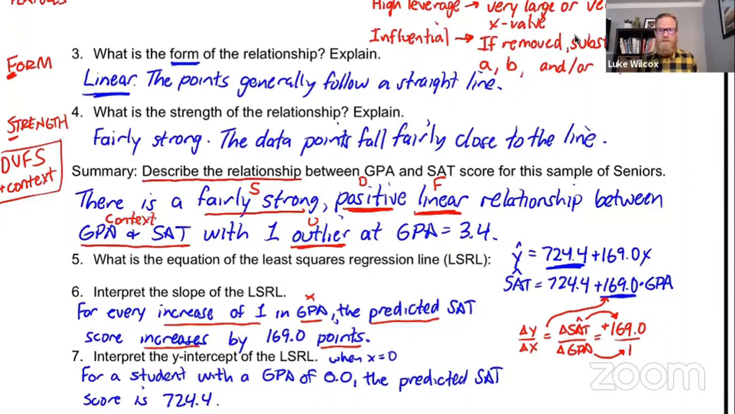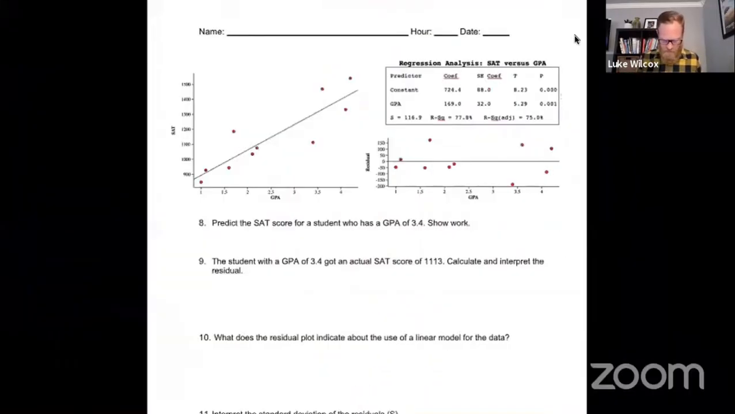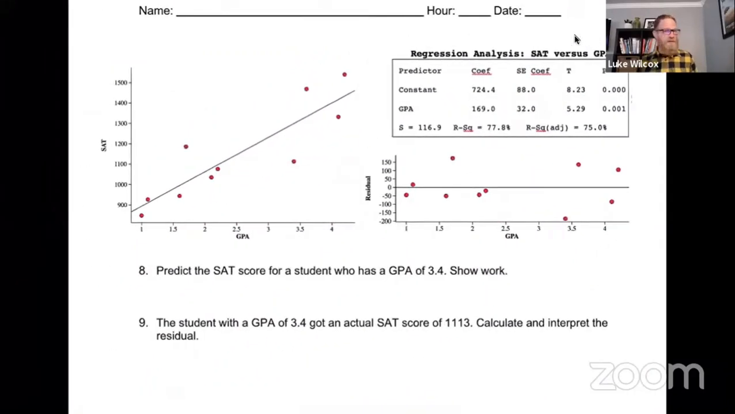All right, I think we are ready to move on to page 2 of the activity. So if you can flip to the next page here. Still the same context, still the same scatter plot, same computer output, but there is something that's new here, and that is this graph right here, which is known as a residual plot.